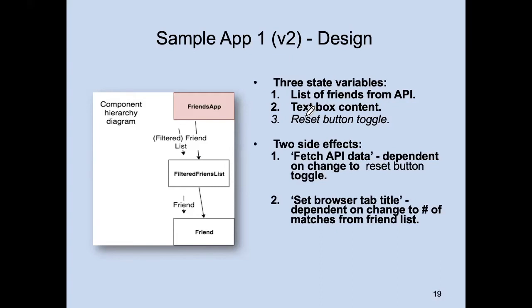From a side effects point of view, as I said, there are two side effects now: making the web API call, and the second side effect is writing something to the browser's tab. Writing to the browser's tab is not an asynchronous thing, but it is a side effect. And so we put that code into the useEffect hook.